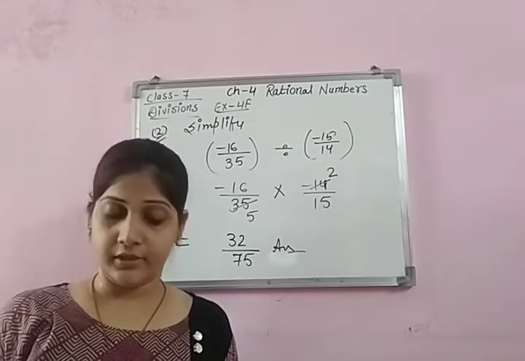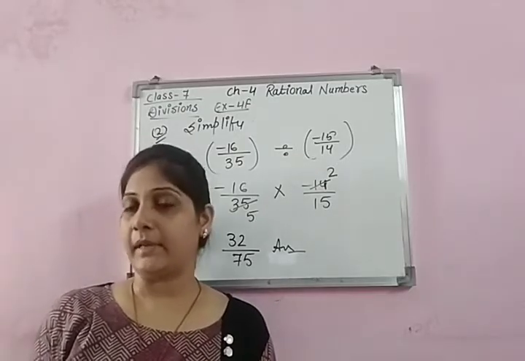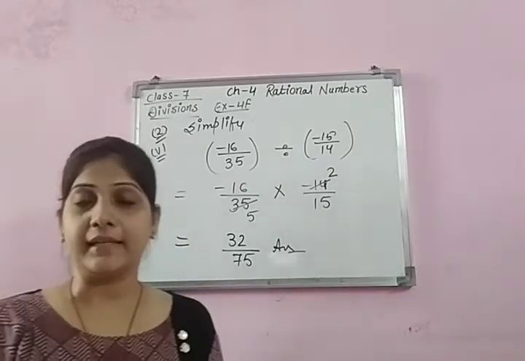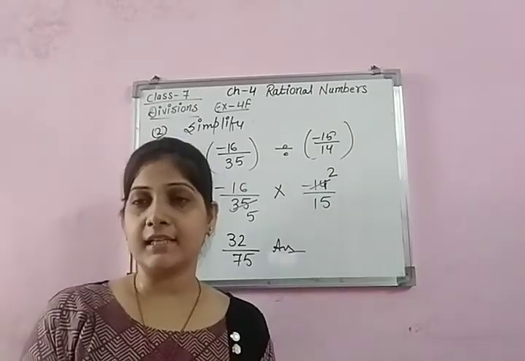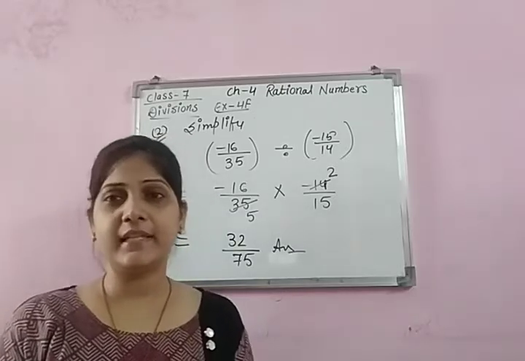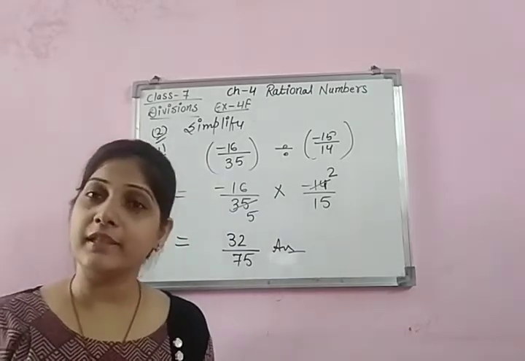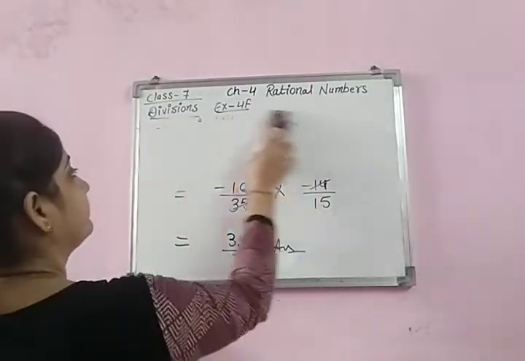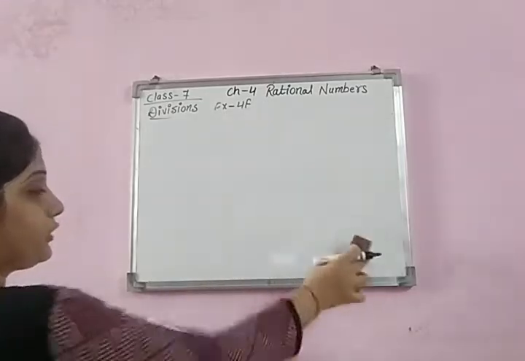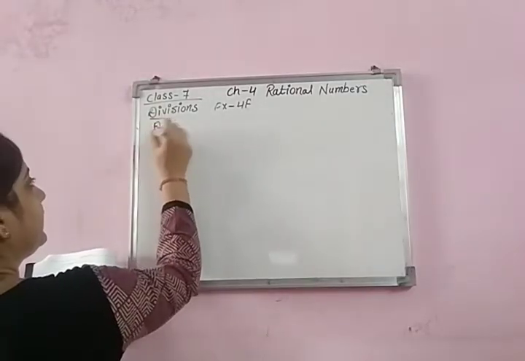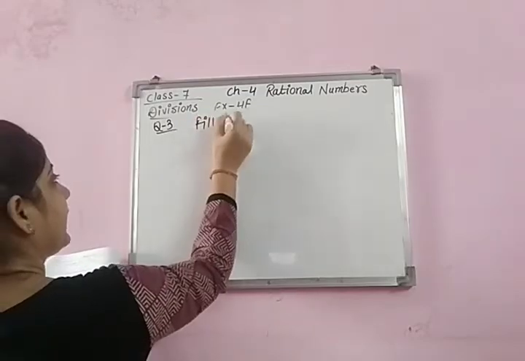Now question number 3. It is fill in the blanks. Children, remember whenever you want to fill the blank, consider it as an unknown variable like x, y or a, b, c, anything. Most preferable is x. So let's consider it as x, the unknown value which we want to find. Like question number 3 is saying fill in the blanks.